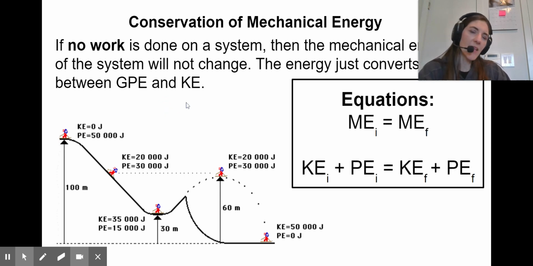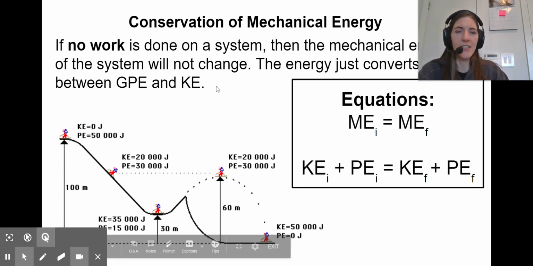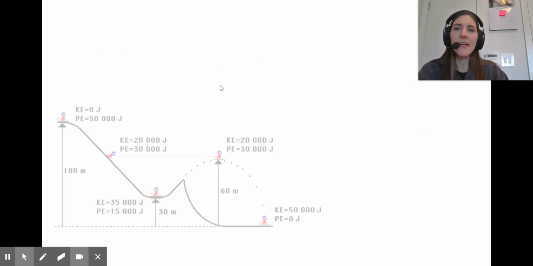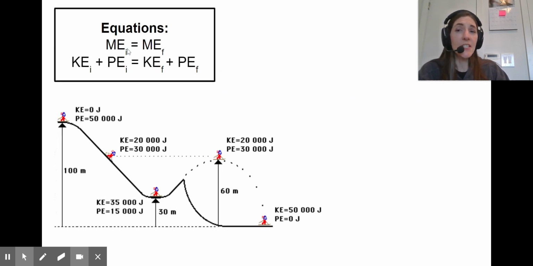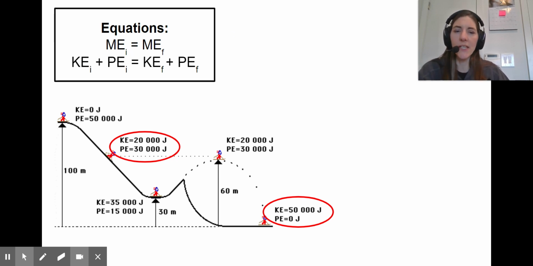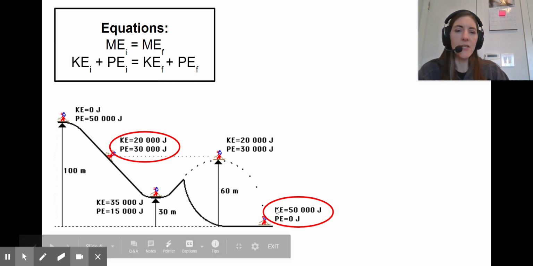So in this case, let's look at this little example here, which is a good example to show it. Here's our equation. Mechanical energy initial equals mechanical energy final. If we expand that, we end up with kinetic energy initial plus potential energy initial equals kinetic energy final plus potential energy final. We've been working with gravitational potential energy as our type of potential energy. I can pick any point in this system, and the amount of mechanical energy should be conserved. So the KE plus the PE of this point should equal the KE plus the PE of this point down here. And it is true.